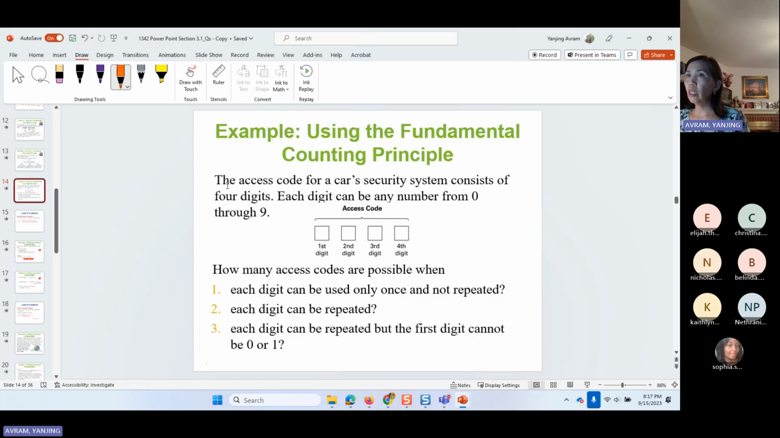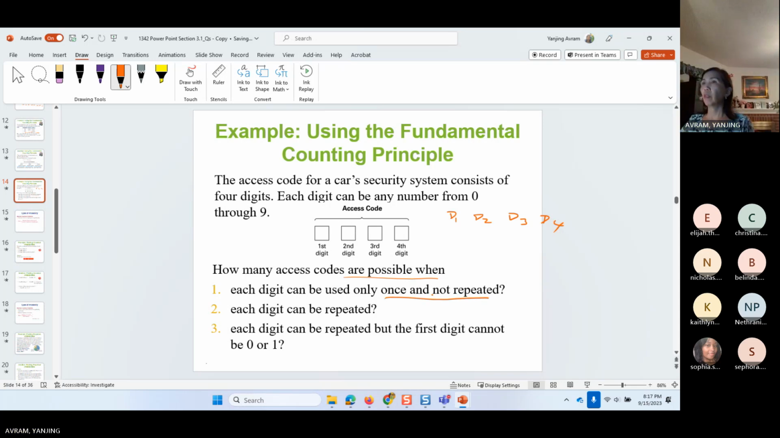So this one is: the access code for a car security system consists of 4 digits, right? So I usually call them digit 1, digit 2, digit 3. So you can just use D1, D2, D3, D4, that will work, okay? And then each digit can be from 0 to 9. All right, so how many access codes are possible on the first one? Okay, there's a little bit of limitation. Each digit can be used only once, but not repeated.